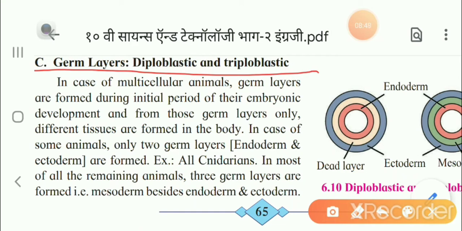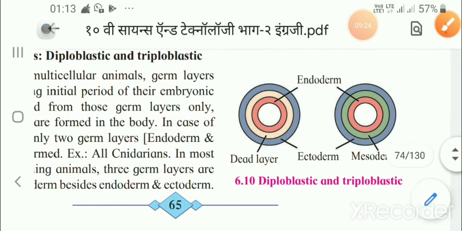Different tissues are formed in the body, and in case of some animals only 2 germ layers are there, as endoderm and ectoderm. Endo means inside and ecto means outside. Now all the cnidarians, mostly they are having these 2 layers only, or are diploblastic. In most of all the remaining animals, 3 germ layers are formed, that is mesoderm is also present along with the endoderm and ectoderm. Let us show you in the figure, children.